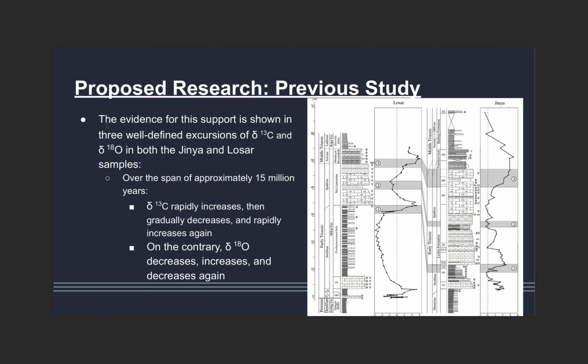The samples within the previous study showed how delta carbon-13 rapidly increased, then gradually decreased, and rapidly increased again, and on the contrary, delta oxygen-18 decreases, increases, and decreases again. This image demonstrates the 3 shifts in carbon isotopes, where here we see that it increases, and then it decreases, and then it increases again in both the Lozar and the Jinya sections.